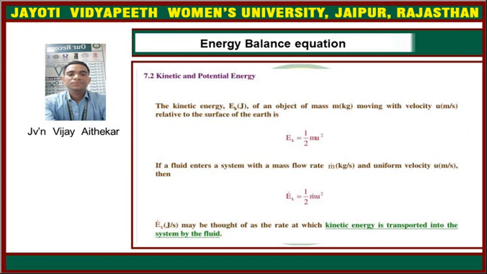The kinetic and potential energy. The kinetic energy Ek of an object of mass m kilograms moving with velocity u relative to the earth's surface is given by 1/2 mu squared. If a fluid enters the system with mass flow rate m kilograms per second and uniform velocity u, then Ek equals 1/2 m u squared, which may be thought of as the rate at which kinetic energy is transported into the system by the fluid.